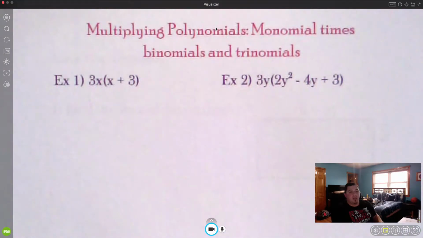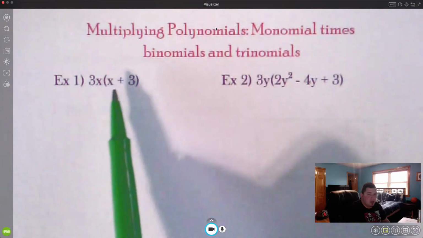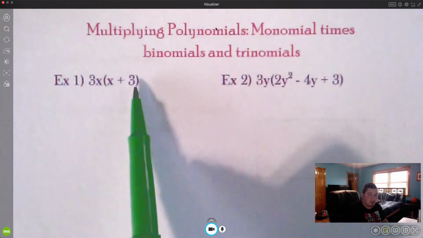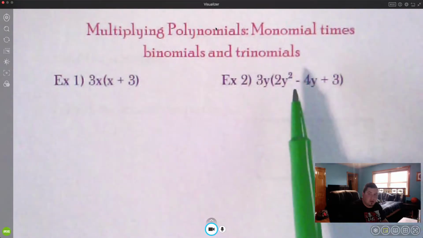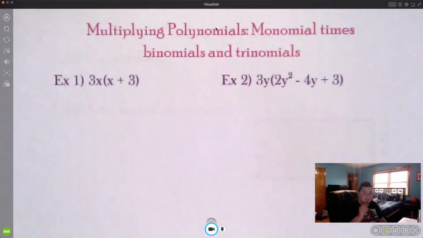or a trinomial. So monomial is a one-term polynomial, so there's just the 3x, whereas this is a two-term, so it's a binomial. It has the x, and then it has the 3. This would be a three-term, so a trinomial, because it has 1, 2, 3 terms. All right, so as you have learned with just regular numbers, or like if it was just a 3, you can distribute and multiply what is on the outside into the parentheses. That's all that this is asking you to do.